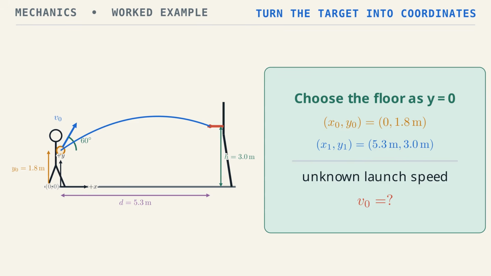Put x equals 0 directly below the release point and put y equals 0 at the floor. The ball starts at 0, 1.8 meters. The target is the point 5.3 meters, 3.0 meters. The target is higher than the release point, but both y values are measured from the same floor reference. The unknown is the launch speed, v0.